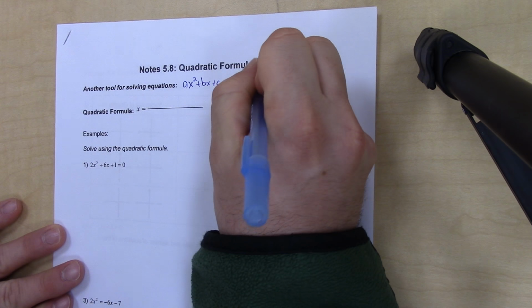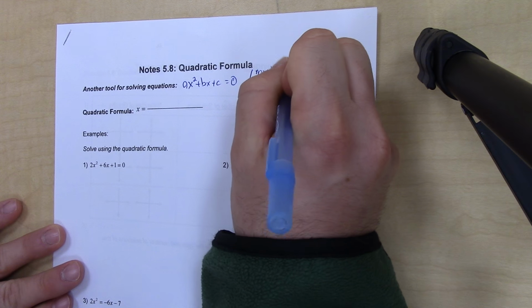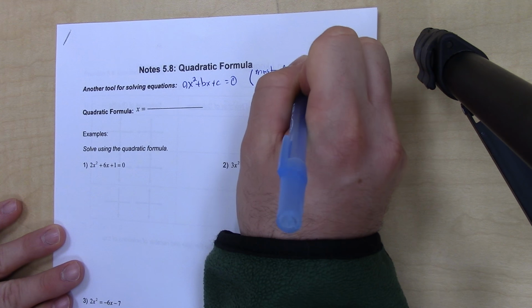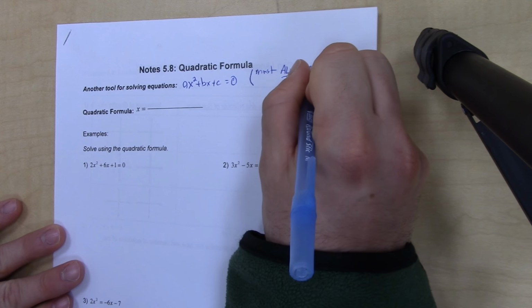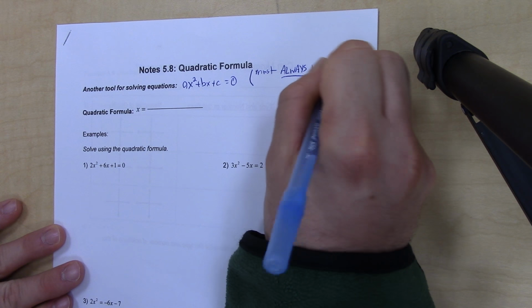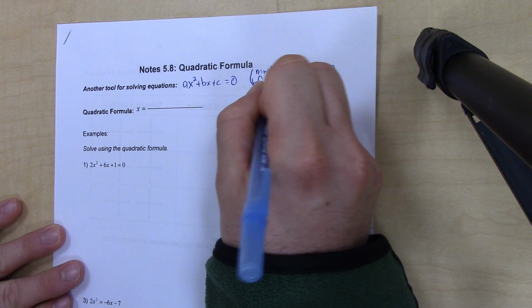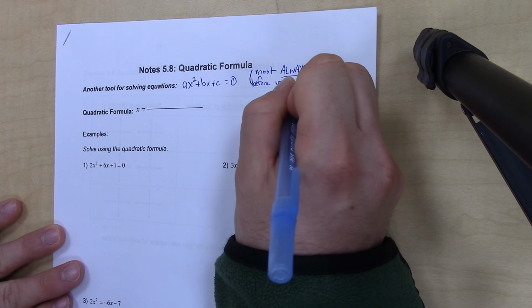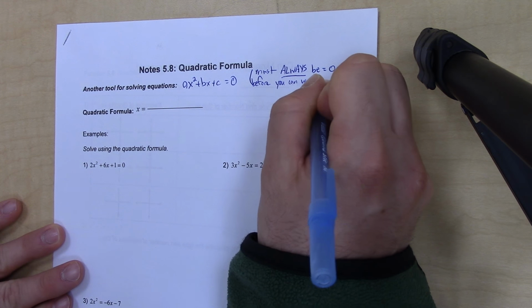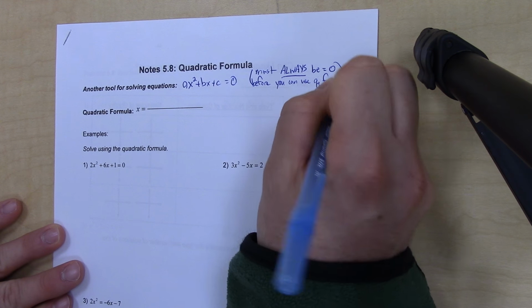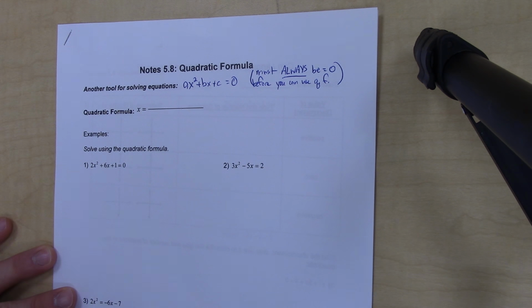You must always, capitalizing always, and underlining it too so you understand it's important, be equal to 0 before you can use the quadratic formula. Okay, it always has to be equal to 0 first. So if you look at number 2, number 3, number 4, we've got to get those equal to 0 first. Now number 1 itself is equal to 0, so I'm just going to start with number 1.